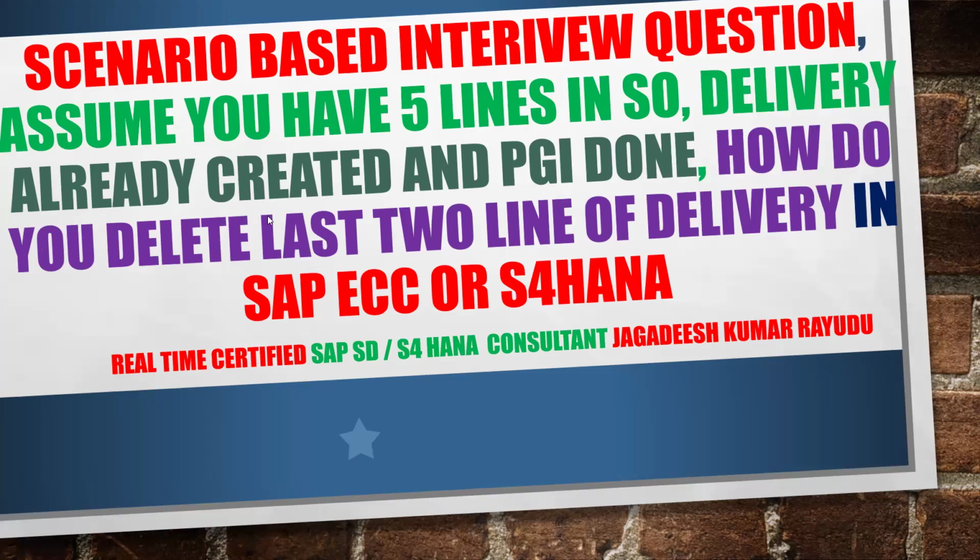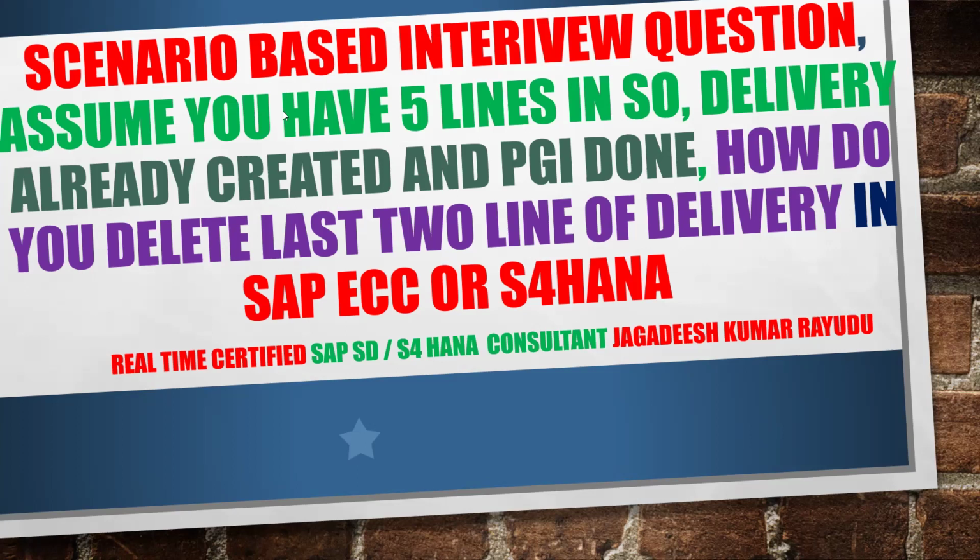Okay, the question is: assume you have 5 lines in your sales order. That means 5 line items in the sales order. Delivery is already created for those lines, and post goods issue is also done. That means it is due for billing. How do you delete the last 2 lines for the delivery in SAP ECC or S4 HANA? This is the question actually.